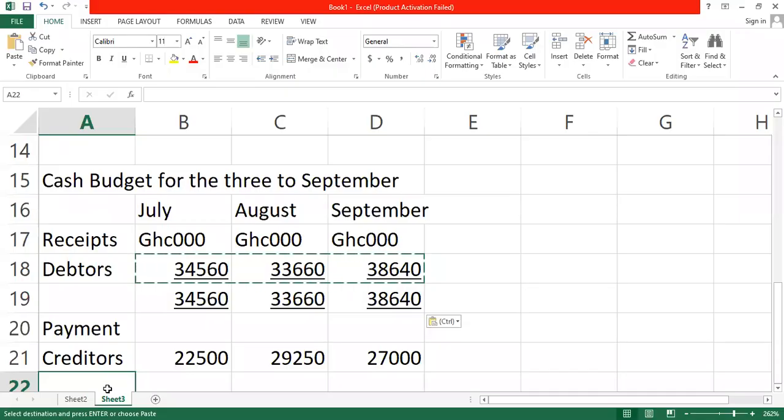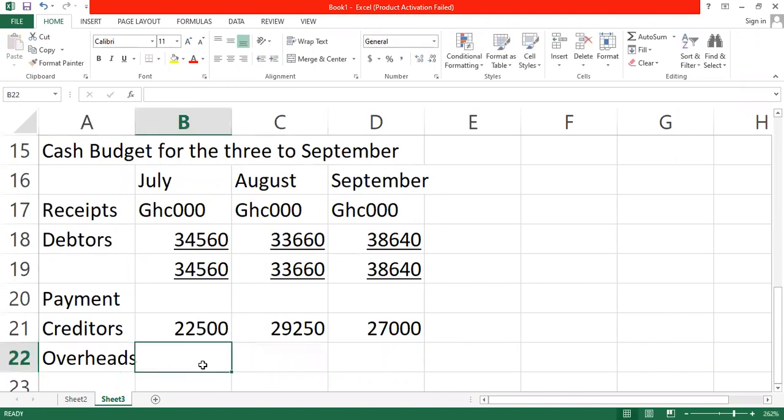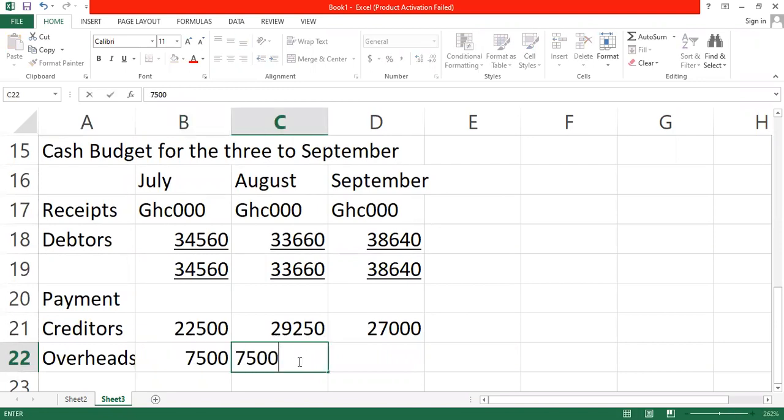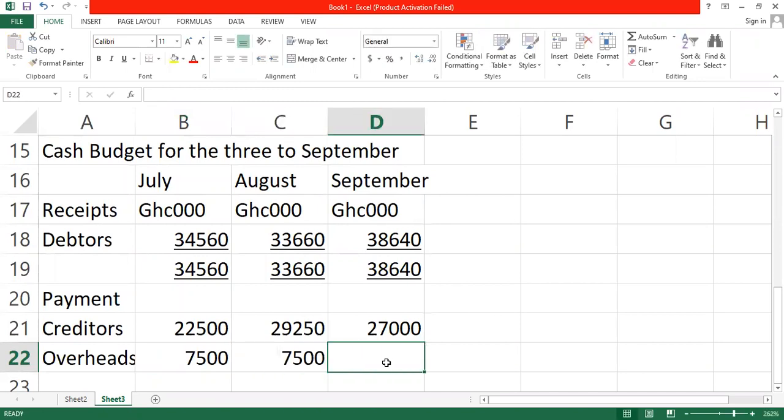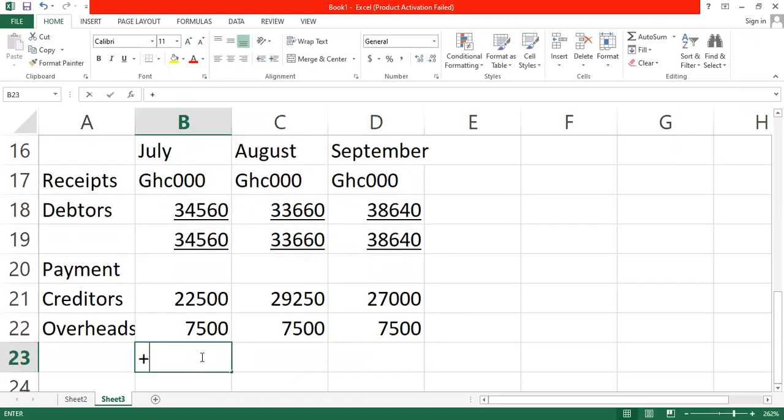So we have overheads. It is 7,500 every month, isn't it? Yes, so in this month there will be 7,500, 7,500, 7,500. So what will be the total payment? It's 30,000.